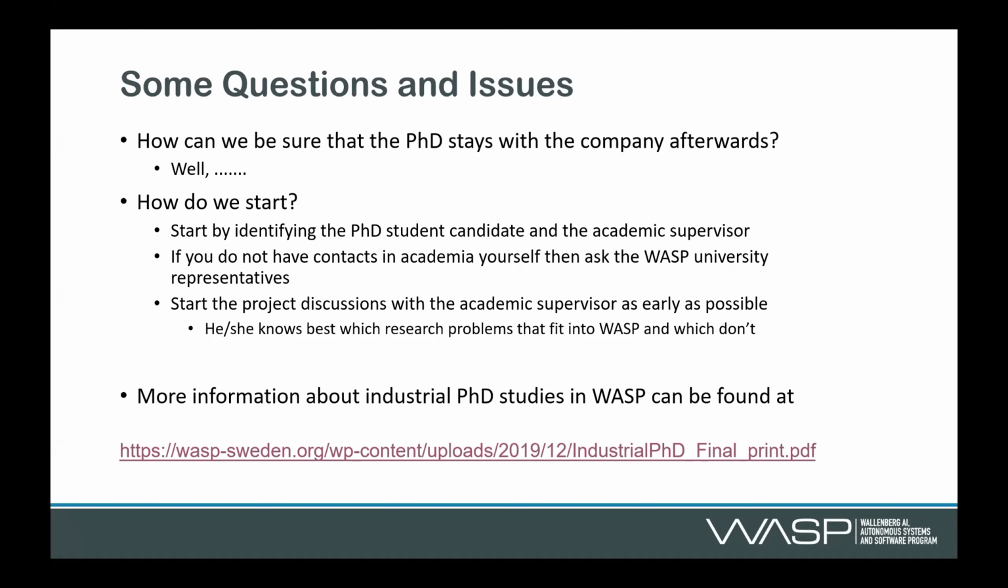How do you start? Well, you start by identifying the PhD student candidate and the academic supervisor. And if you don't have contacts in academia yourself, then you should ask the WASP university representative. And normally you contact the one that is geographically closest to your company. And then you start the discussions with the academic supervisor as early as possible, because the academic supervisor normally knows best which research problems fit into WASP and which do not.